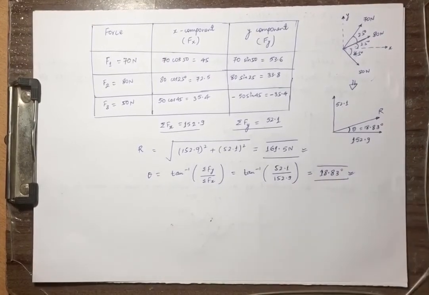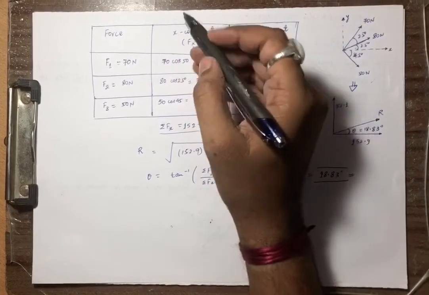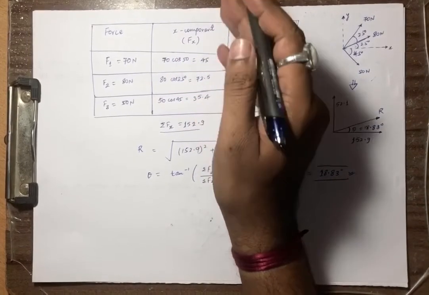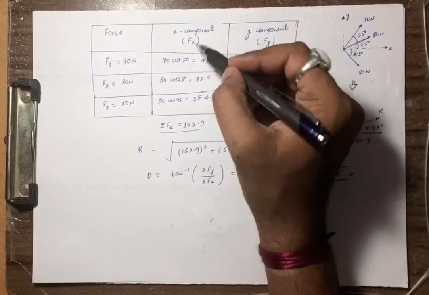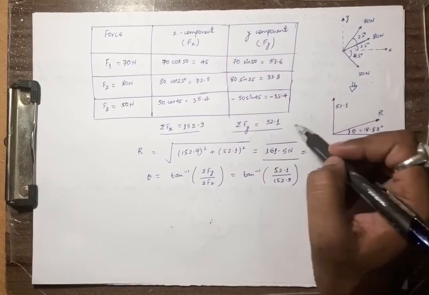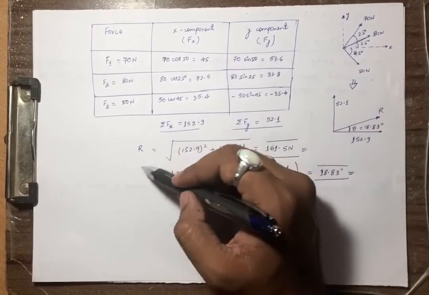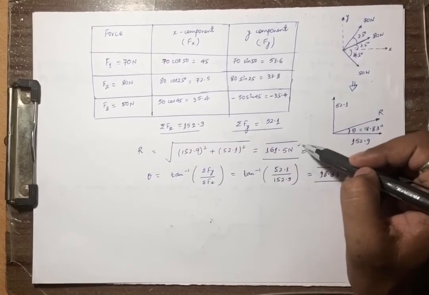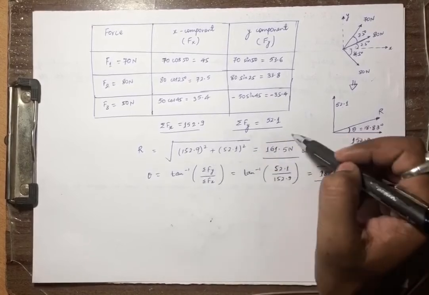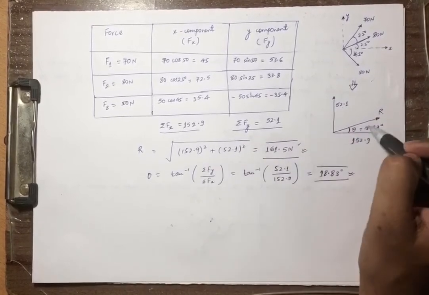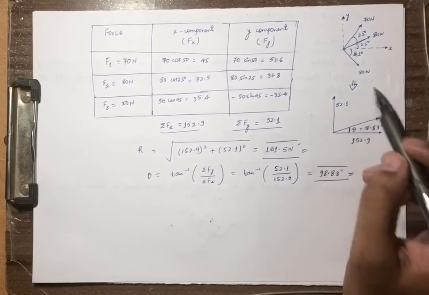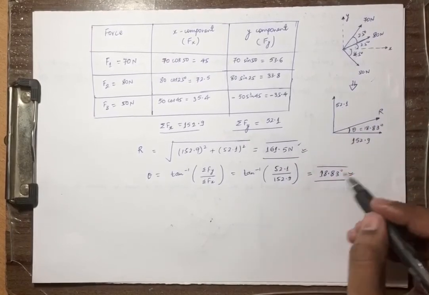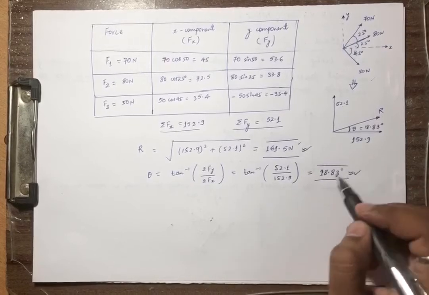So in this way you have to just follow these steps. First we have to resolve the forces in x and y rectangular components. You have to add them. After adding, just find the resultant. After finding the resultant, calculate in which direction this resultant is acting. So what does this R and this theta signify?